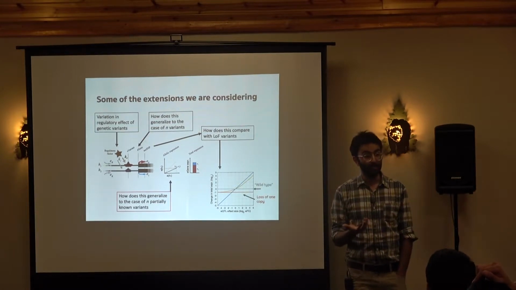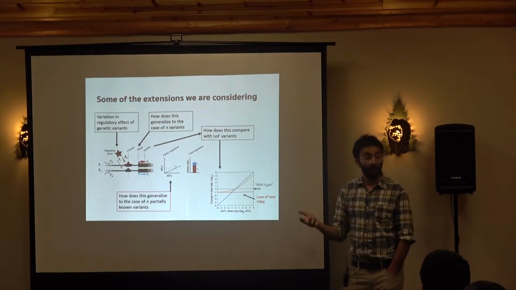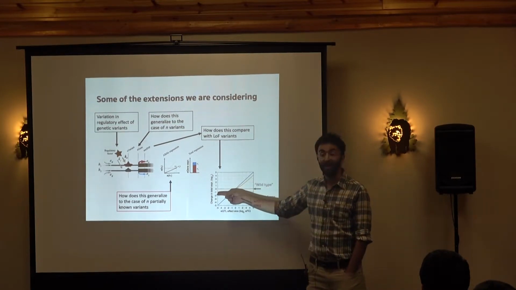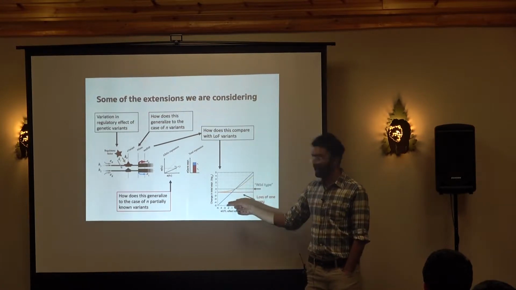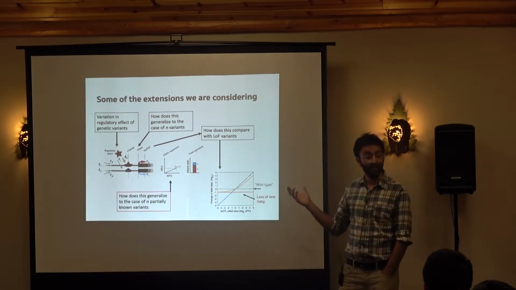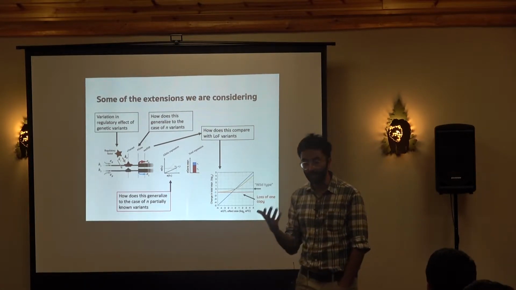loss of function mutation. So loss of function mutation is when you just completely lose one copy of your gene, and that's when you lose half of your dosage. Now here we could actually show how regulatory variants compare to this, and actually treat regulatory variants as partial loss of function variants and see how they work.